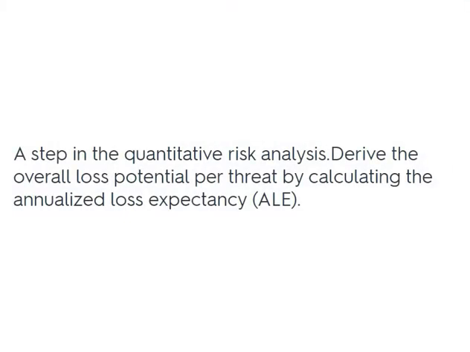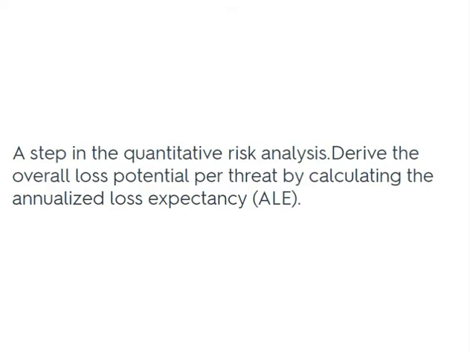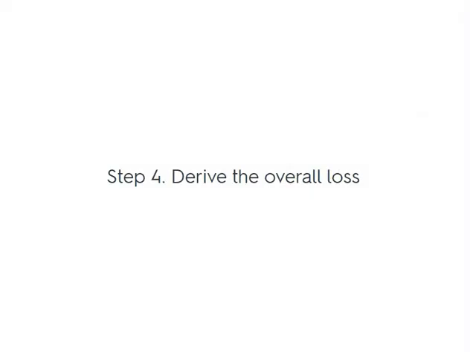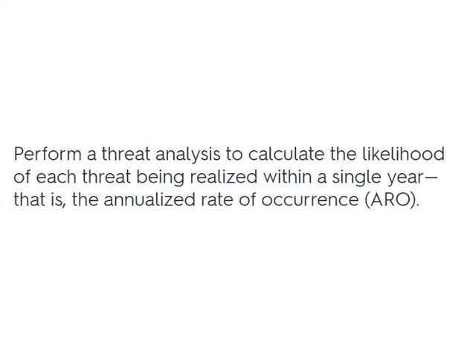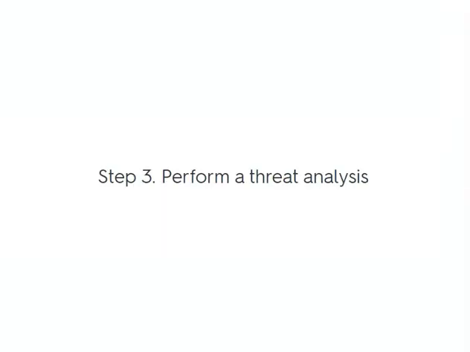A step in the quantitative risk analysis: derive the overall loss potential per threat by calculating the annualized loss expectancy. Step 4. Derive the overall loss. Perform a threat analysis to calculate the likelihood of each threat being realized within a single year, that is, the annualized rate of occurrence. Step 3. Perform a threat analysis.